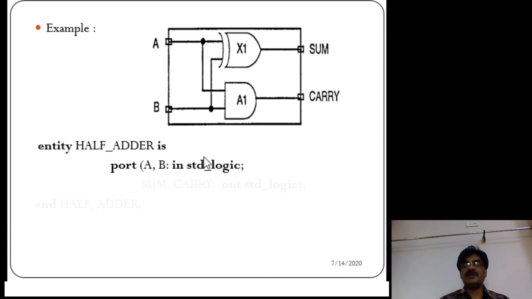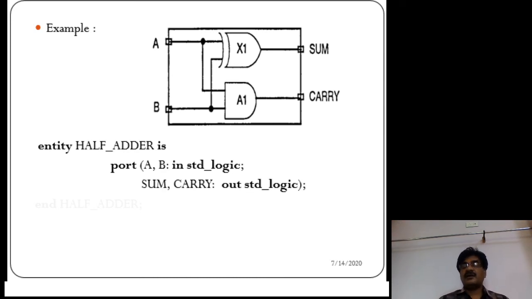Then type means data type. I said already what type of data this A input and B input can accept. So the predefined data type is standard logic. Actually it is a 9-value logic. Usually in digital circuits, the type of data is binary data, that is zeros and ones. So for that, standard logic is the data type we are using.